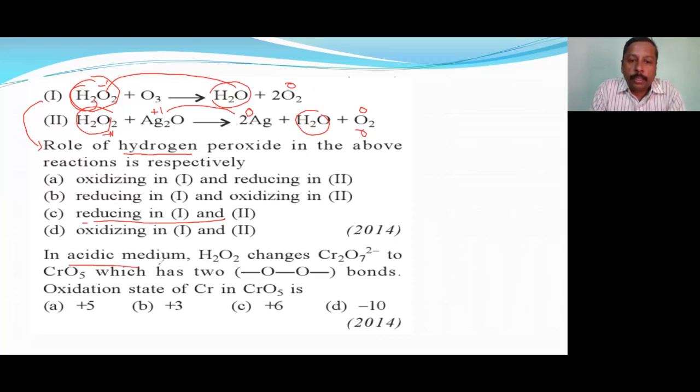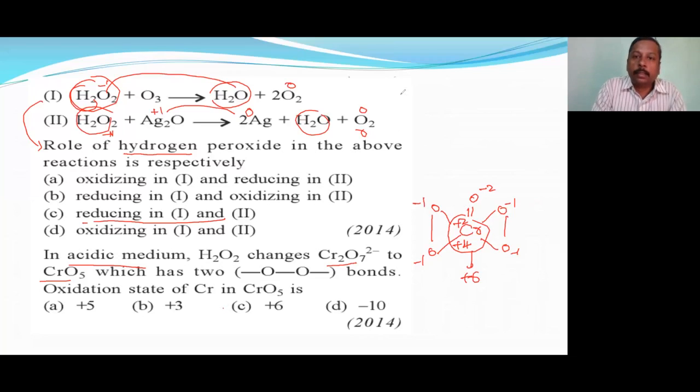Next, in acidic medium, H2O2 changes Cr2O7 2- to CrO5. This is a butterfly structure. See here, this is the peroxy linkage. I have explained this in our Redox video lecture. Those who have not gone through it, kindly go through it, because there is no use if you directly solve the questions. So here the total positive charge will be +4 from the peroxy and +2 from the oxide, so the total oxidation number will be +6. Option C is correct.